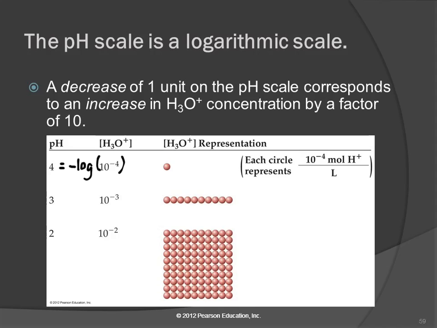So when we look at pHs, it's a little bit like looking at the Richter scale, which measures the intensity of earthquakes, right? An earthquake that's a 7 is 10 times as strong as one that's a 6, because it's a logarithmic scale as well. Any questions about that? So every difference of 1 on the pH scale is a difference in a factor of 10.